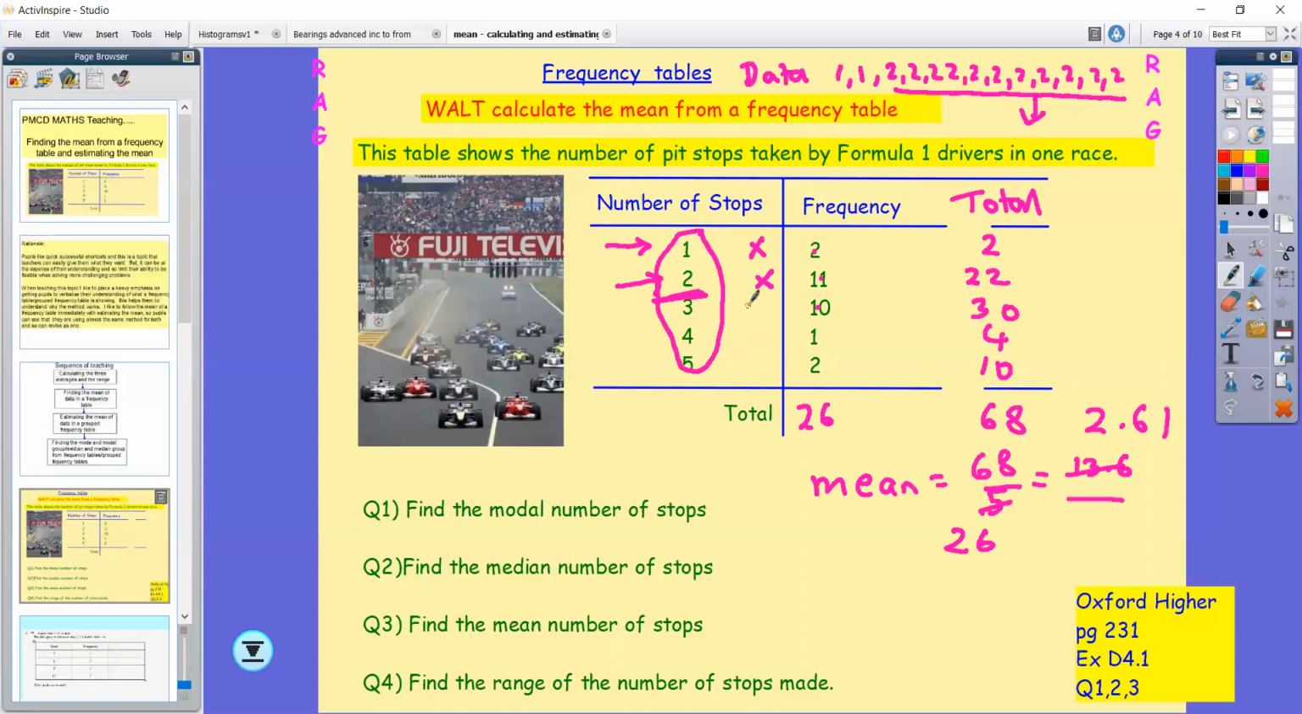You know, that sounds reasonable, doesn't it? Okay. Now you can go into why 2.6. You can't stop 2.6 times, but averages don't always give us a whole number of answers. It's telling us that closer to 3 stops than it is to 2 stops on average. But it's a way we can compare.